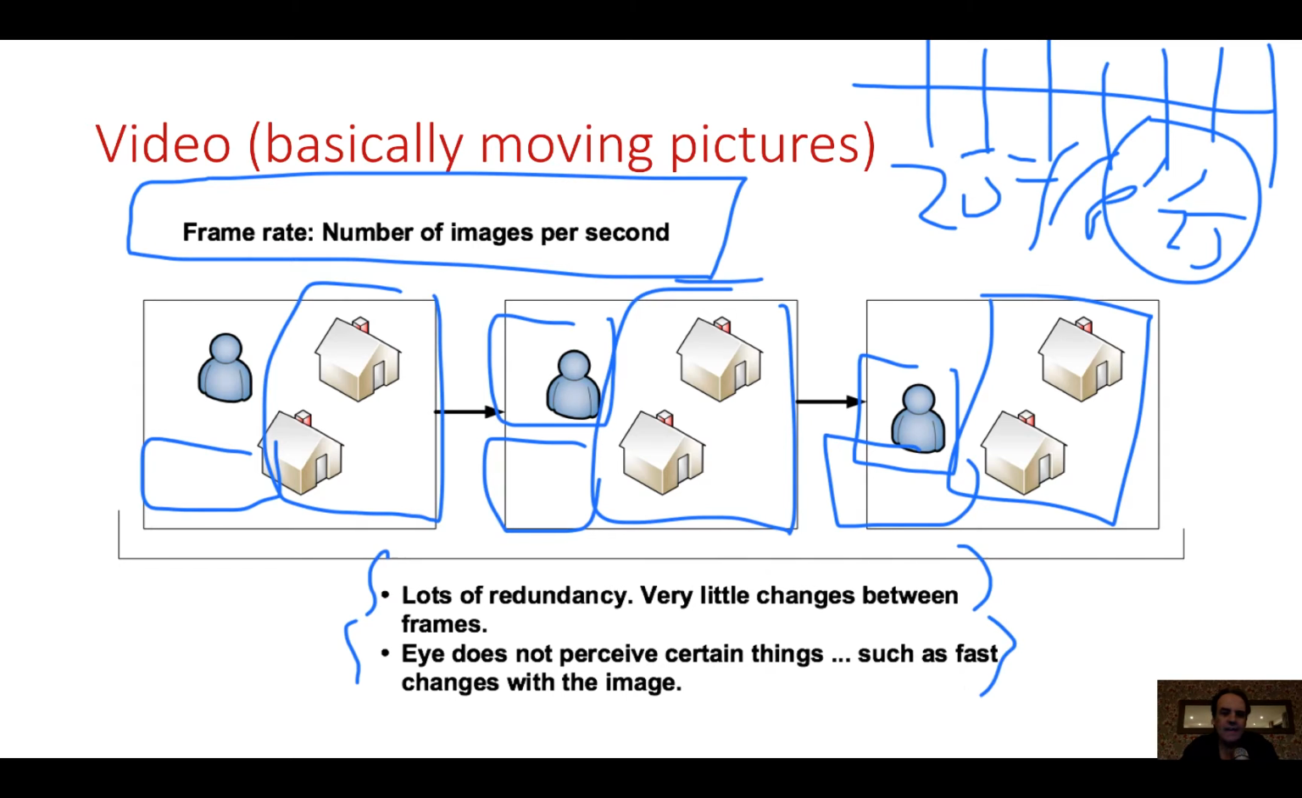Also, the eye won't actually perceive certain things, like a fast change of a small object is unlikely to be perceived by the eye. So what we'll see is that motion video typically focuses on these two features in order to produce a small size, either for playing or increasingly for streaming.